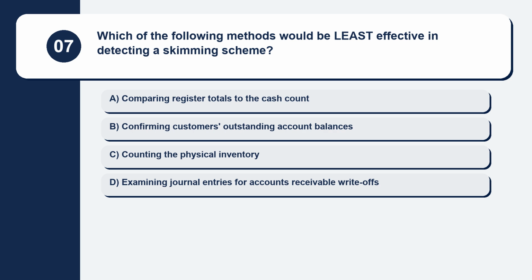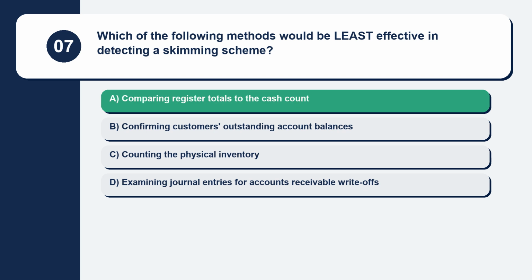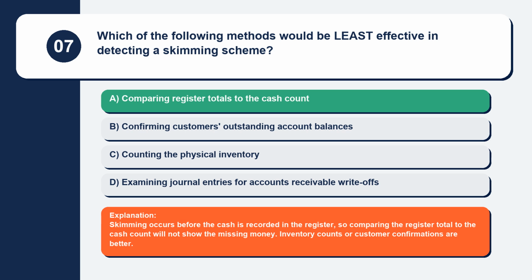Question 7. Which of the following methods would be least effective in detecting a skimming scheme? Comparing register totals to the cash count, confirming customers' outstanding account balances, counting the physical inventory, examining journal entries for accounts receivable write-offs. Skimming occurs before the cash is recorded in the register, so comparing the register total to the cash count will not show the missing money. Inventory counts or customer confirmations are better.